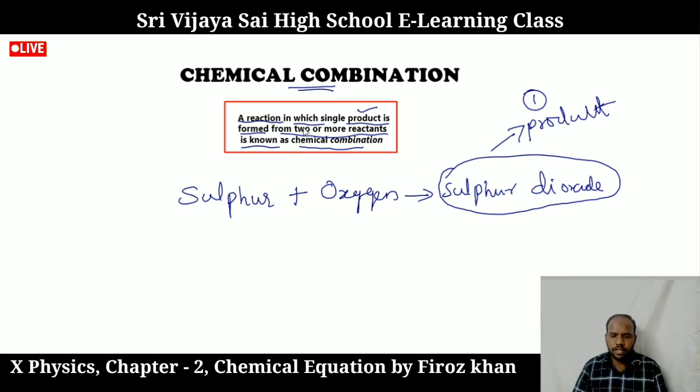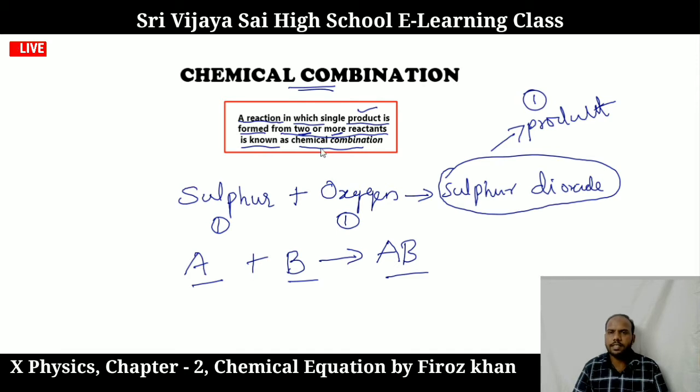From here, it is mentioned two or more reactants. So here is one reactant, and another reactant. From these two reactants, a product is formed. Commonly we assume this as A plus B forms AB. Alright. So here one element reacts with the other element and forms a compound. That we call chemical combination.